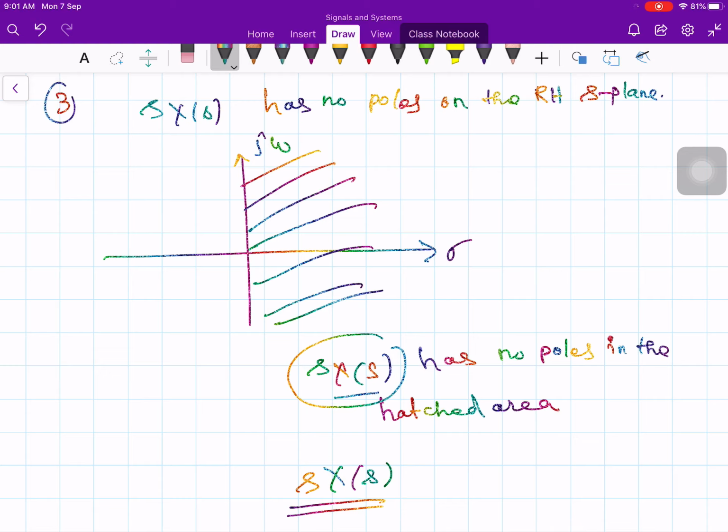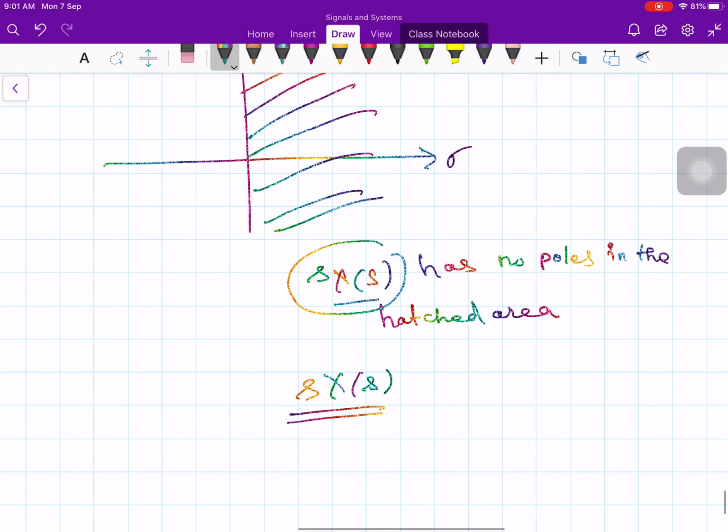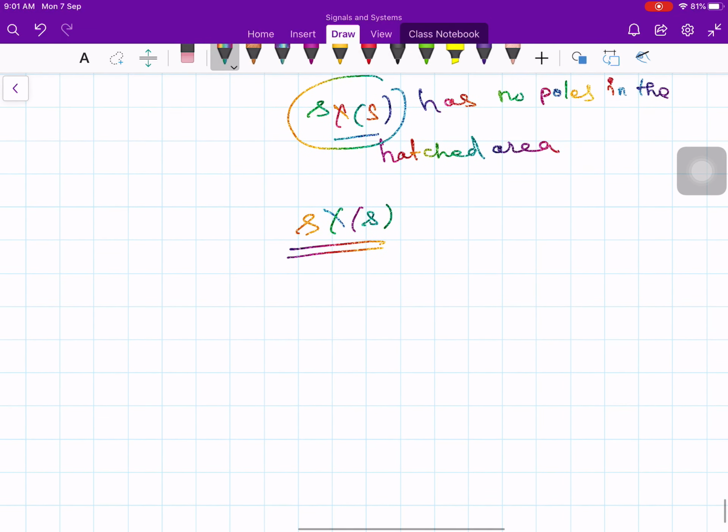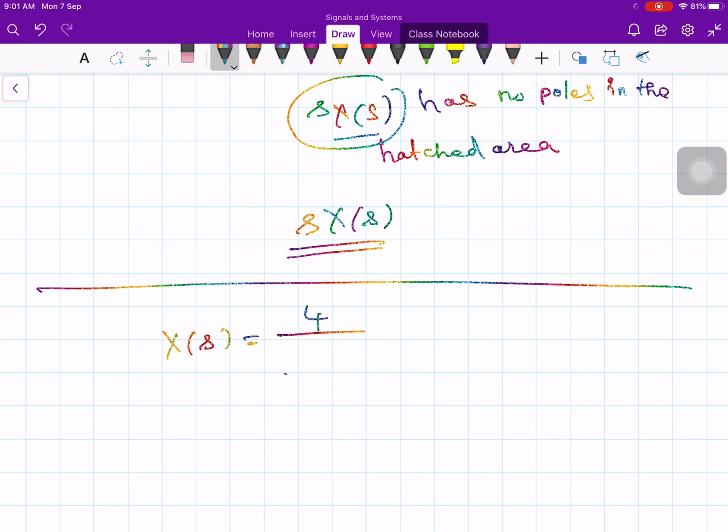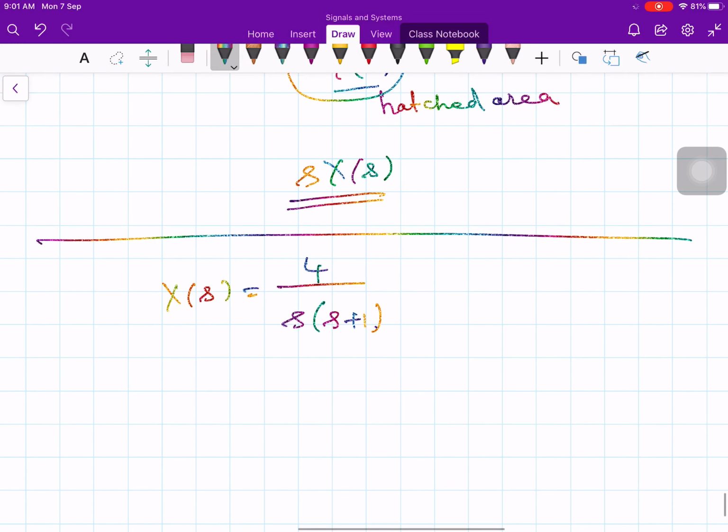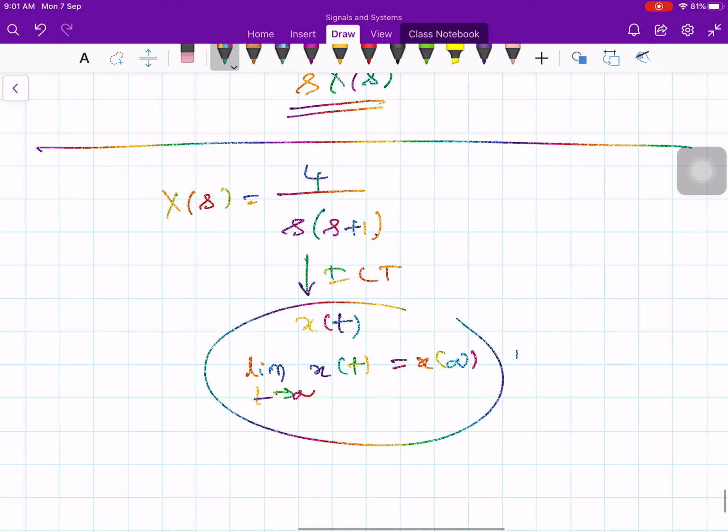Now let us take an example. X of s is equal to 4 divided by s times s plus 1. We would like to know whether we can find the final value, x of infinity, without having to find out x of t. If you take the inverse Laplace transform, you get x of t, and then you substitute the limit t goes to infinity. But don't do this, it is a lengthy process. Directly you can find it out. That is the beauty of the final value theorem.